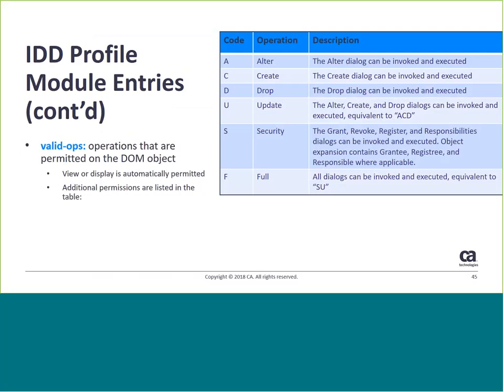Thank you. So here's an example of the IDD Profile Module, the entries, just continuing that. This is not the example yet, it's just further explaining. The valid operations are the operations that you want to permit. So they're pretty straightforward here, the codes versus what they represent.